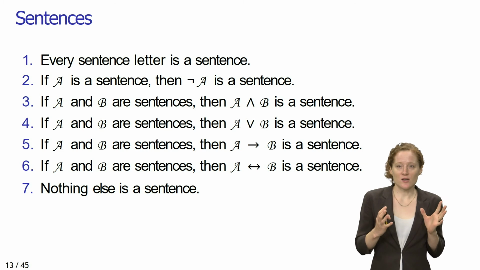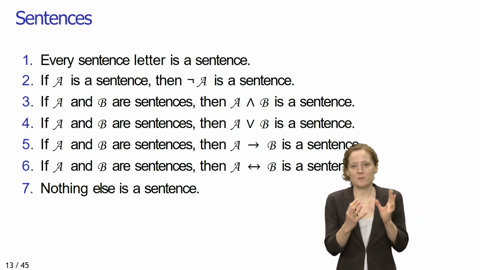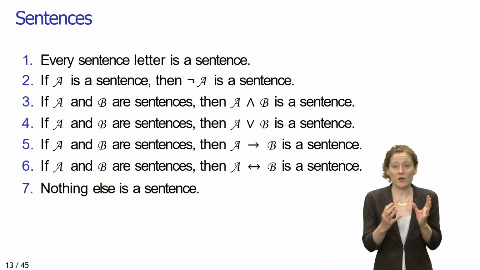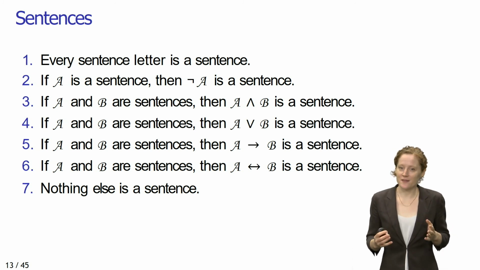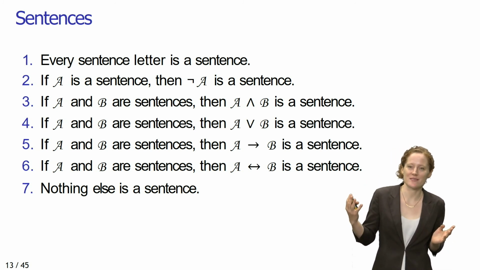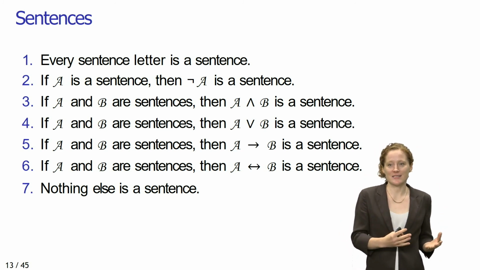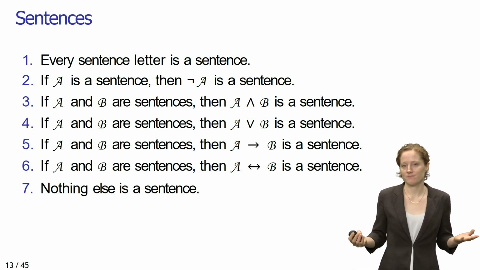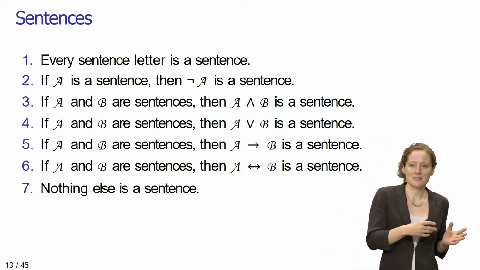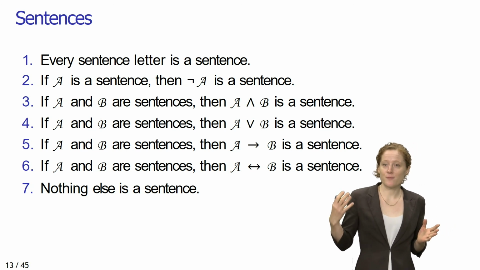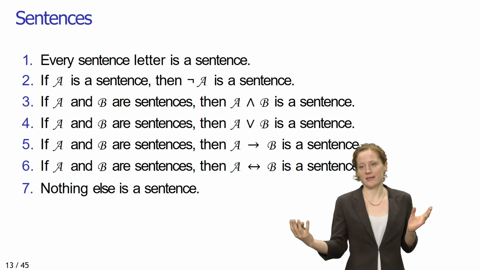Given this stock of symbols, TFL contains a clear and explicit definition of what counts as a TFL sentence. This definition proceeds in 7 steps. First, we are stipulating that every sentence letter is a sentence. Secondly, if A is a sentence, then the result of prefixing A with a negation operator is also a sentence.